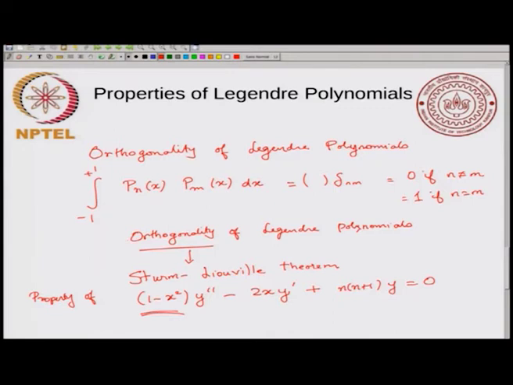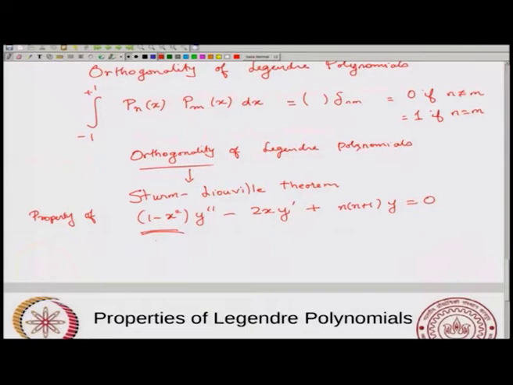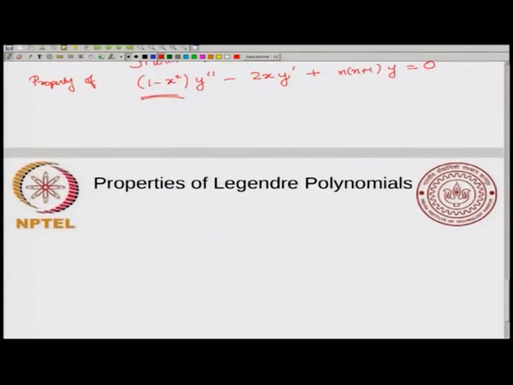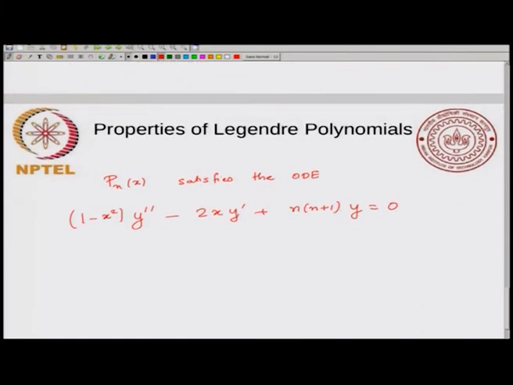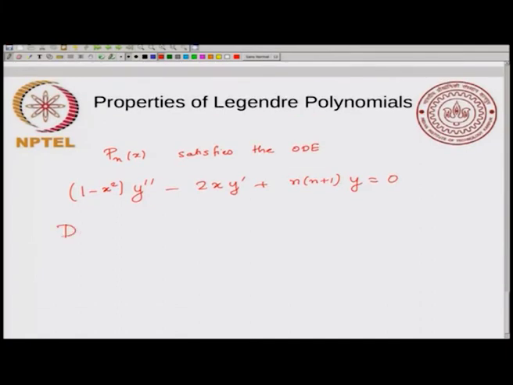I just want to mention one more thing right here, that P_n(x) satisfies the ODE (1 minus x squared) y double prime minus 2x y prime plus n(n plus 1) y equal to 0. A point that I should emphasize here is that different Legendre polynomials satisfy different ODEs.